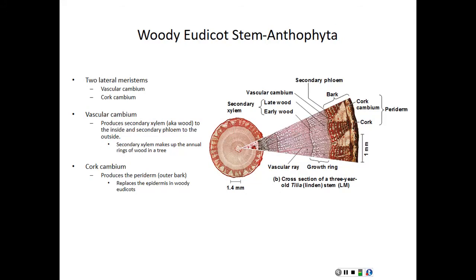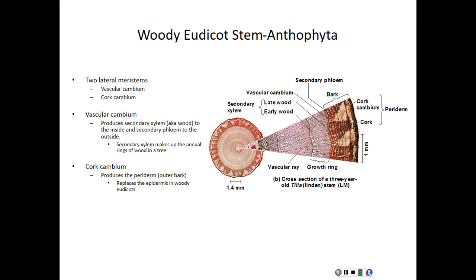You also need to know a woody eudicot stem. So some eudicots are what we would call herbaceous, meaning they don't make wood, and some eudicots do make wood, and we would call them woody eudicots. All monocots are herbaceous. Monocots do not put on woody tissue. So a couple of features you need to be able to identify.